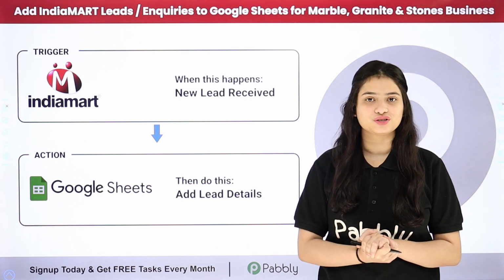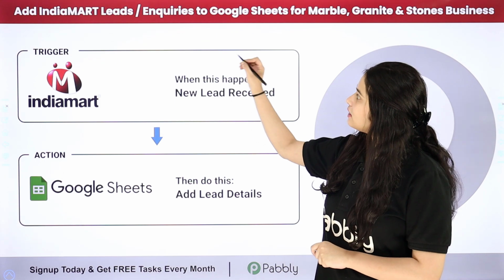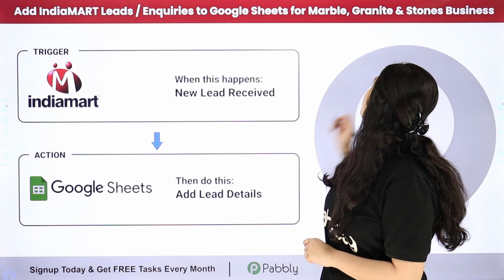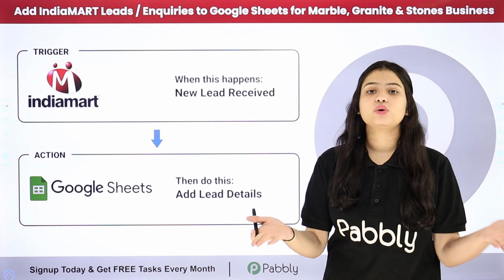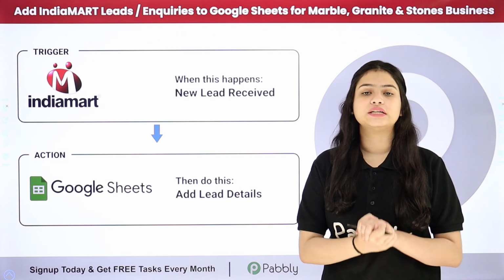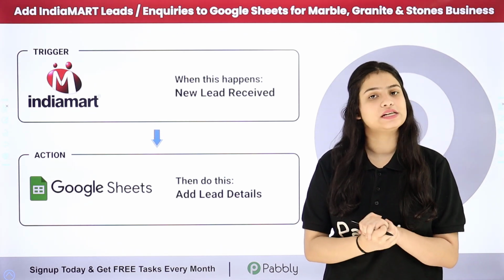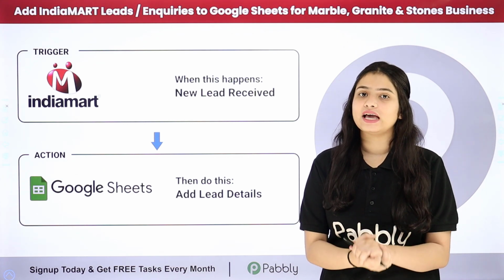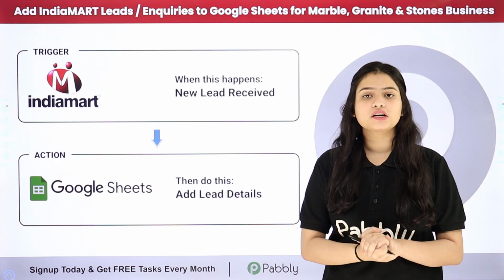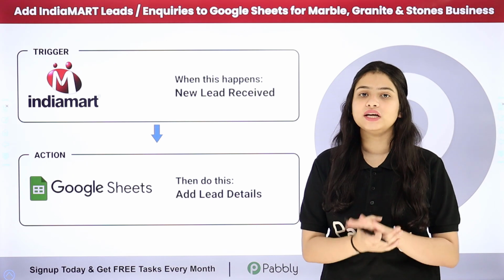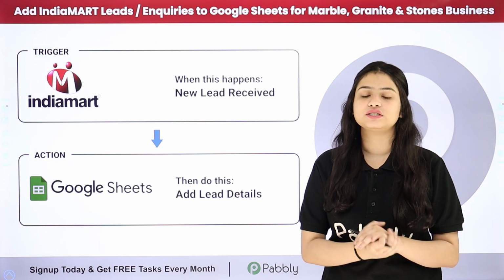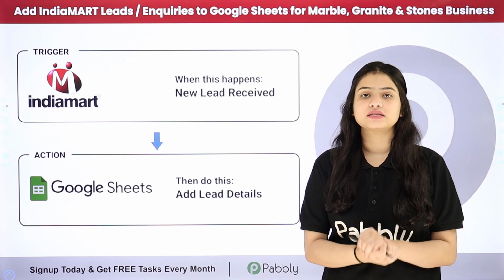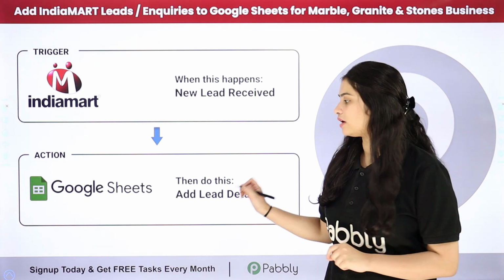In this video, we are going to learn how to add IndiaMART leads or inquiries to Google Sheets for marble, granite and stone business. So here I am an owner of marble and granite business and I am dealing in wholesale products. I am promoting my business with the help of IndiaMART, and my objective is that whenever I receive a new lead or a new inquiry for my business through IndiaMART, I want to create a systematic record of the leads details in my Google Sheets.